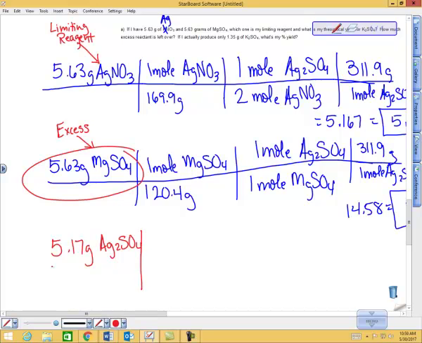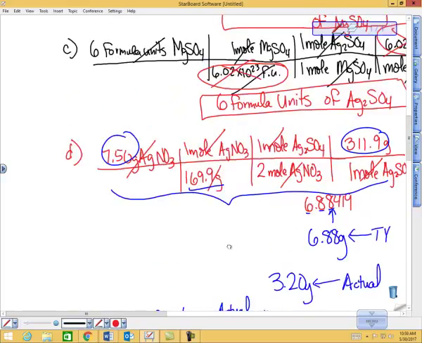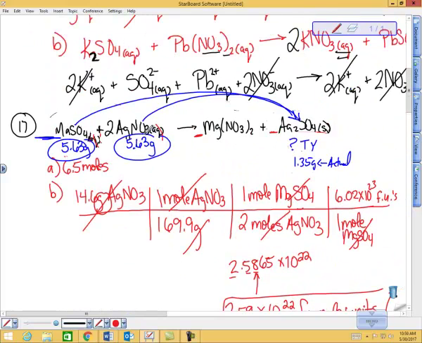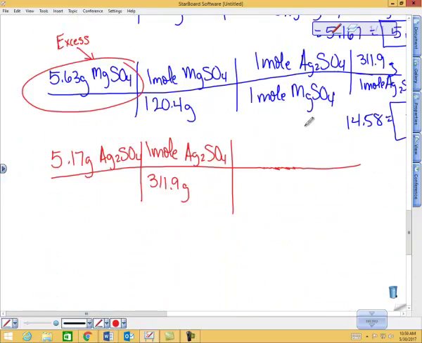So I'm going to come back over here, and this time I'm going from silver sulfate to magnesium sulfate just to figure out how much we actually used. All right, lucky duck, you already have all of your molar masses done. So 311.9 grams is equivalent to 1 mole of your silver sulfate. Now remember, we're going from silver sulfate to our excess, magnesium sulfate. So you may want to double check. What's the mole ratio between magnesium sulfate and silver sulfate? Yeah, magnesium sulfate is 1, silver sulfate is also 1. So I'm going to stick in a 1-to-1 mole ratio.